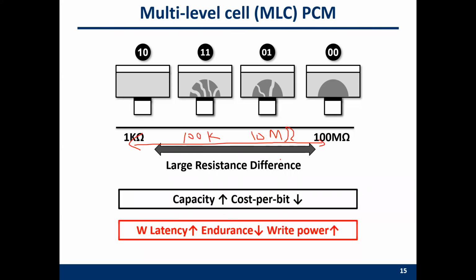This is the so-called multiple level cell. By multiple level cell, of course, without any extra overhead, you can double the capacity and reduce the cost per bit. But you also need to add to the read-write latency and write power, and you need to write the cell more frequently. And then the endurance will be shorter.